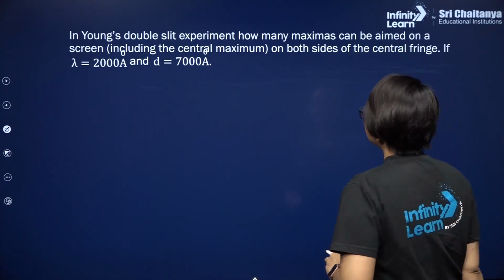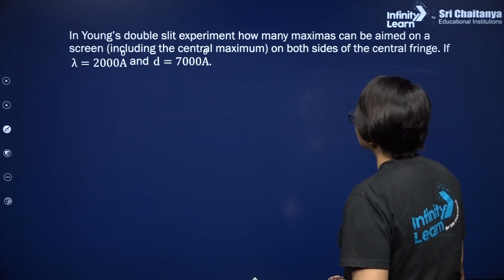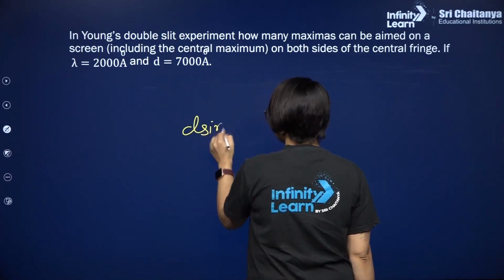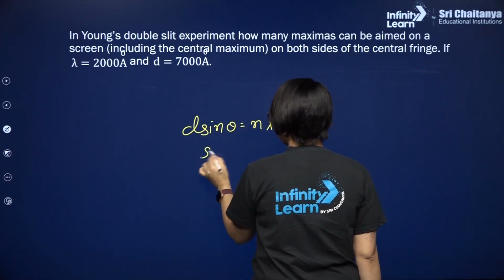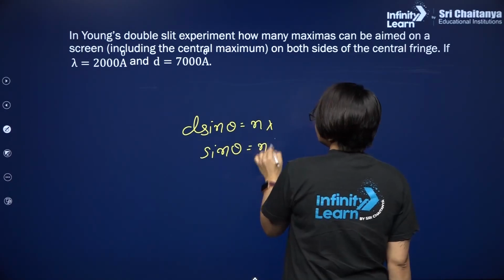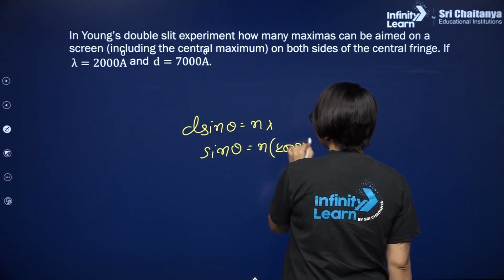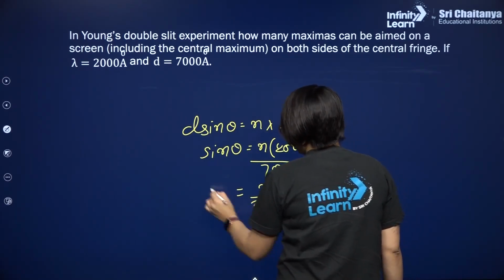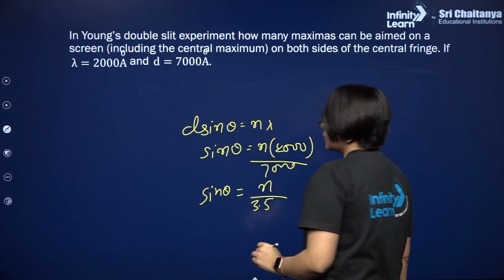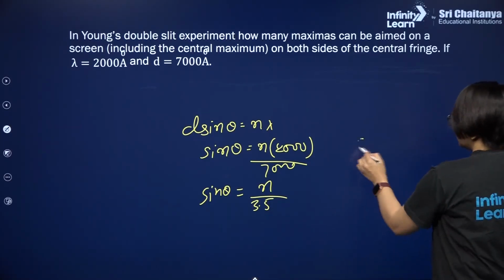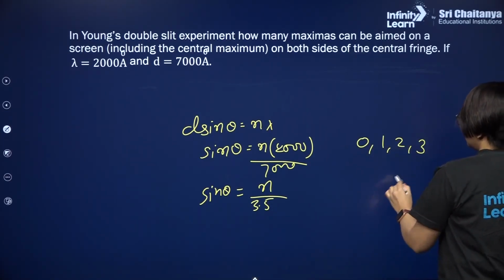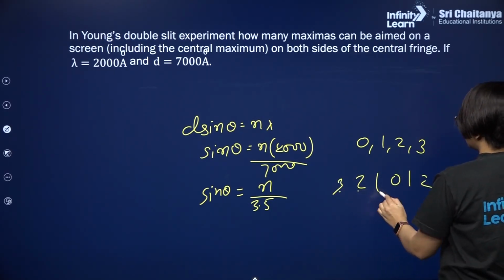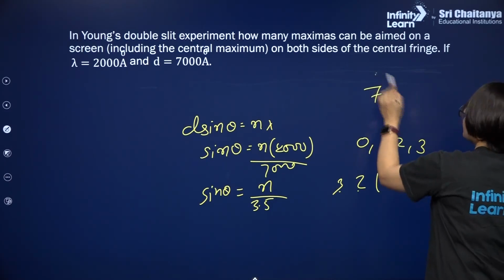Okay. Next is this one, in Young's double slit experiment, how many maxima can be obtained on a screen including the central maxima on both sides of the central fringe if lambda is this and d is this. So, d sin theta is equal to n lambda. So, sin theta is n, lambda is 2000 divided by 7000 angstrom. So, it is n upon 3.5. Now, sin theta is less than or equal to 1. So, n can be 0, 1, 2 and 3. So, 0, 1, 1, 2, 2 and 3, 3. So, you can have 1, 2, 3, 4, 5, 6, 7 bright fringes.